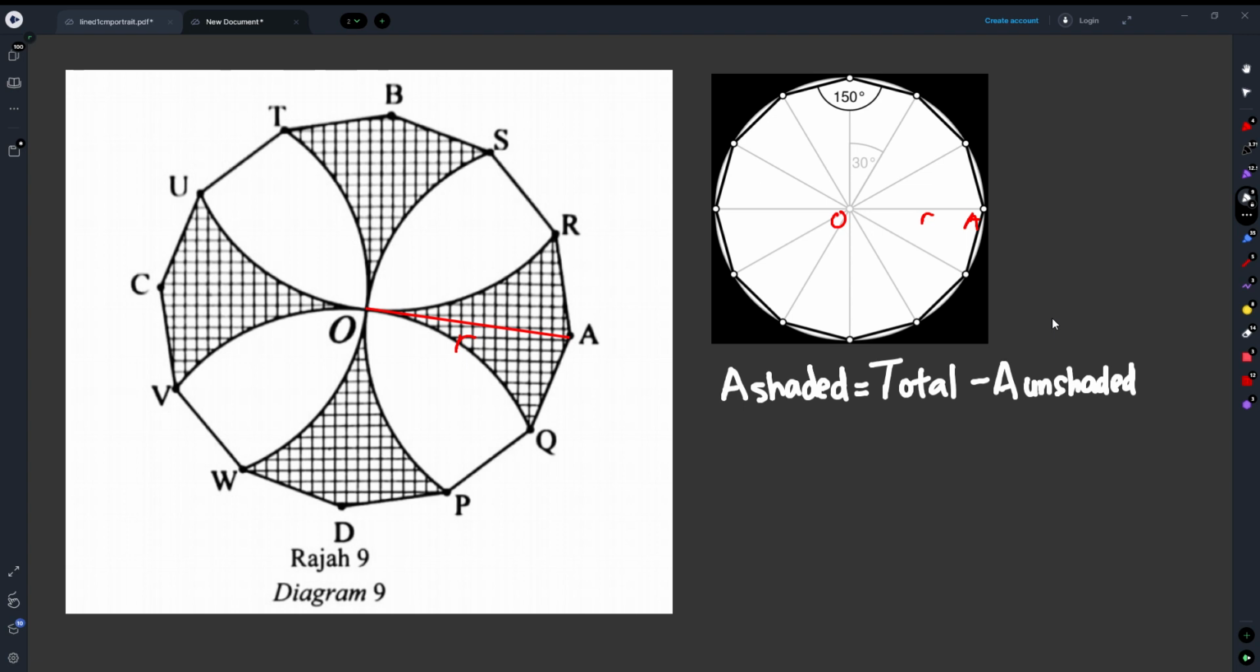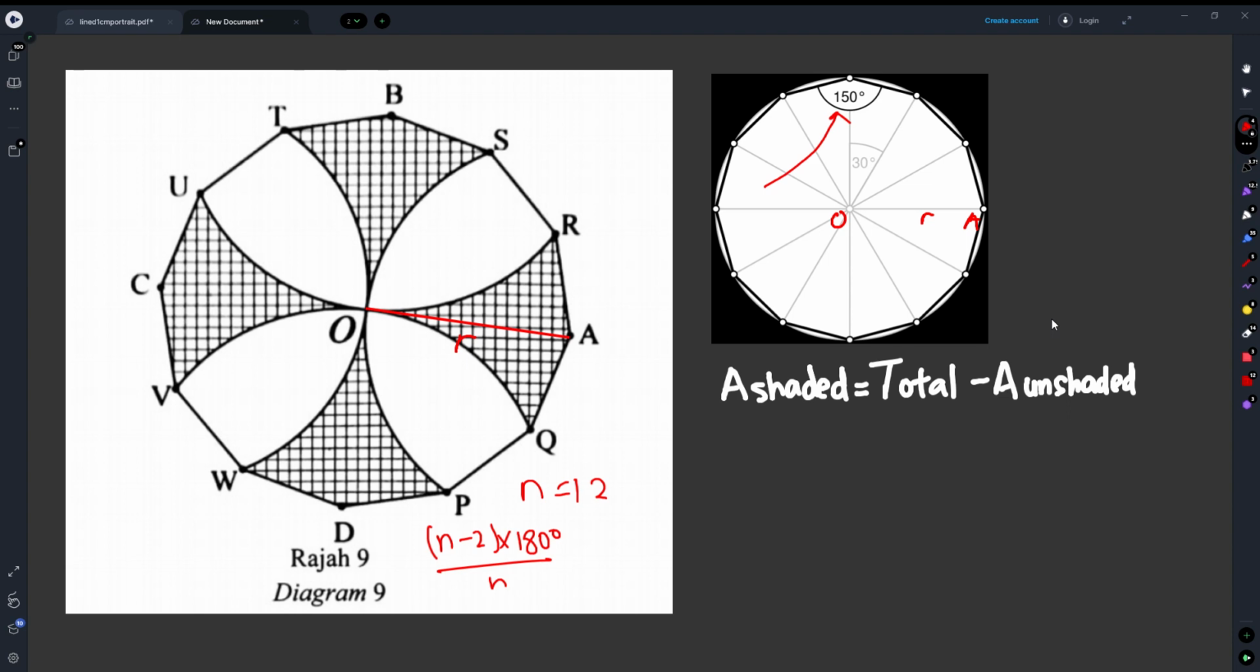First, I need to find the total area. This is actually a polygon with 12 sides. Please take note, a polygon with 12 sides. For a polygon with 12 sides, the interior angle is 150. How did you get this 150? You have to recall this particular formula that you learnt a few years ago. This is the interior angle of a regular polygon, 150.